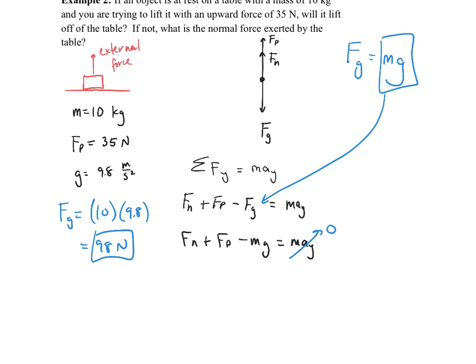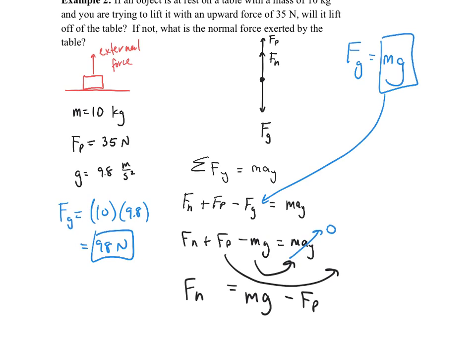So let's solve for Fn. Fn will equal, I'm going to add mg over, I'm going to subtract Fp over. That'll be mg minus Fp. And that's exactly what you gave me as an answer before. When I said, hey, this pencil case weighs 5 pounds, and I lift up with 4, what's left on the table? You all said 1, right? How'd you get the answer? You subtracted. Look, it's exactly that.